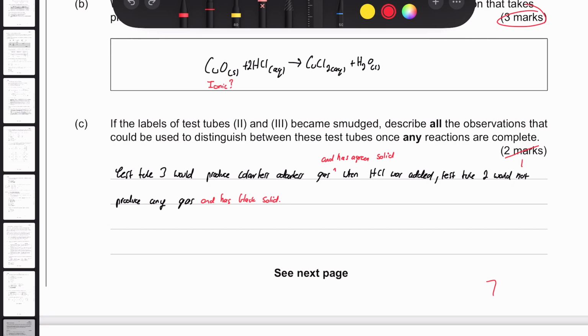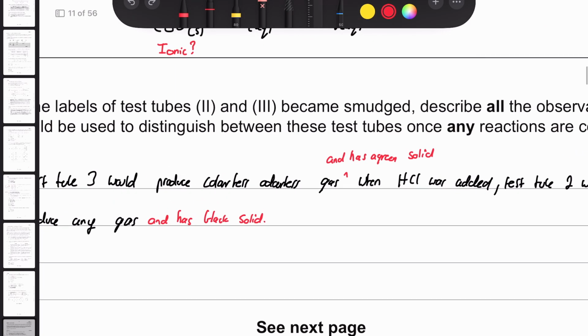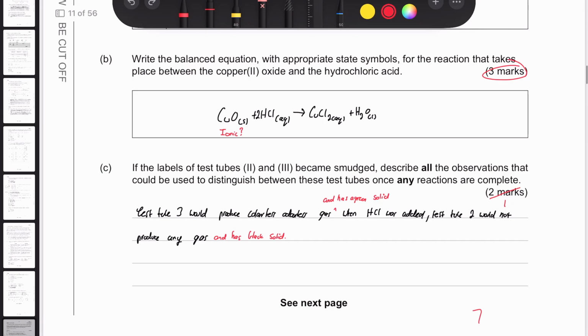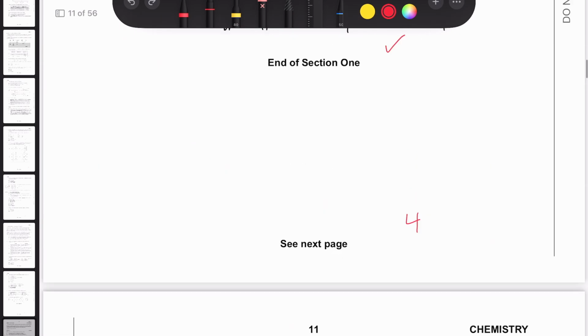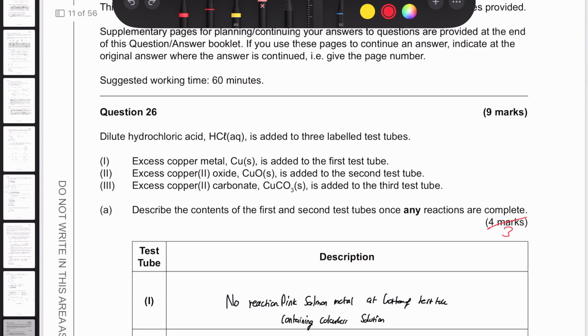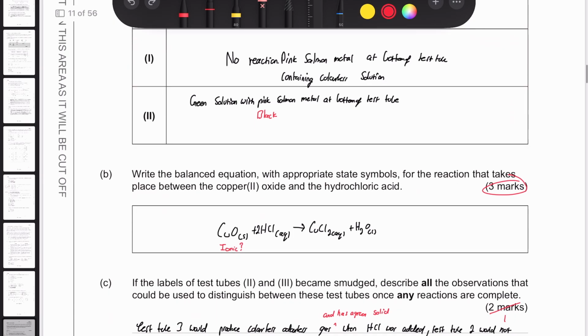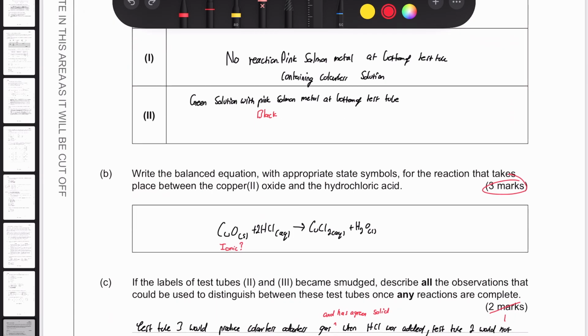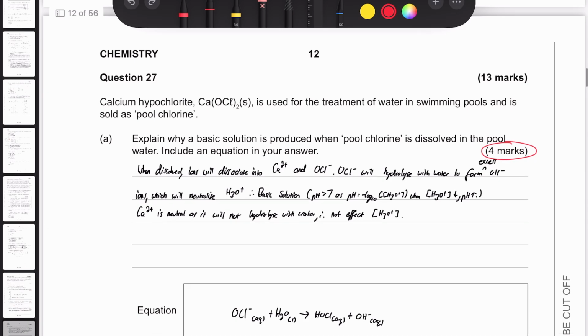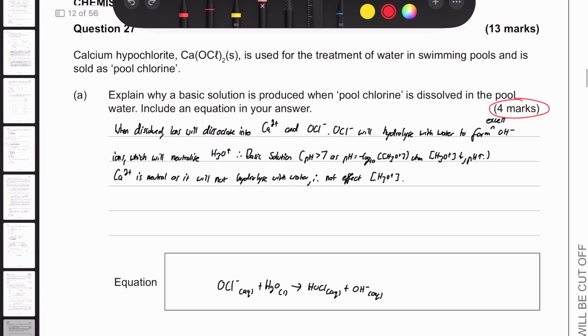And then here you have to talk about the color of the solids. So I got a mark for talking about the gases, but you have to talk about how test tube 3 would have a green solid, while test tube 2 would have a black solid. Test tube 3 was excess copper carbonate. Oh wait, no, that's because copper(II) carbonate is also green. Yep. So here I got 4 marks.